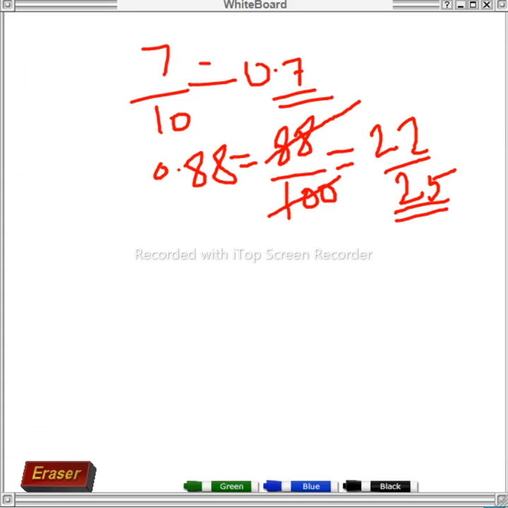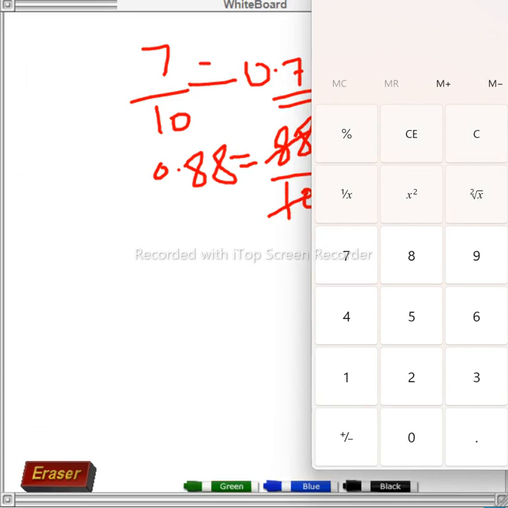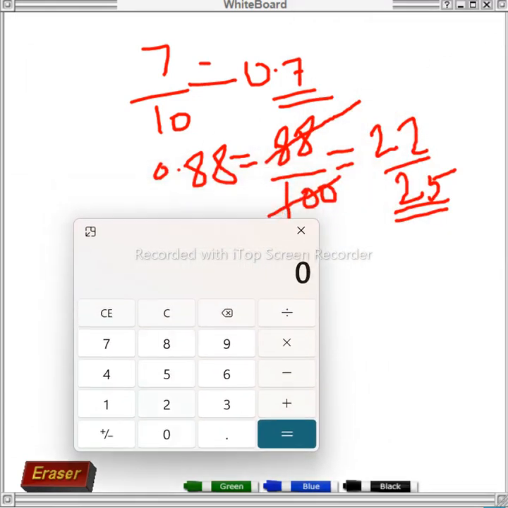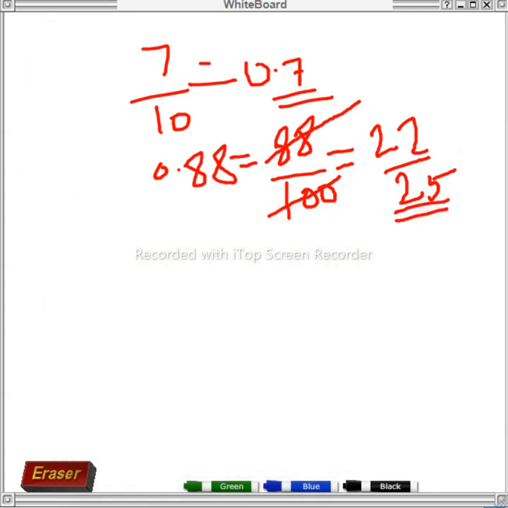To check this, you can use your computer calculator or another calculator. 22 divided by 25, we will get 0.88. So this is for question number 5, and we will try the others.